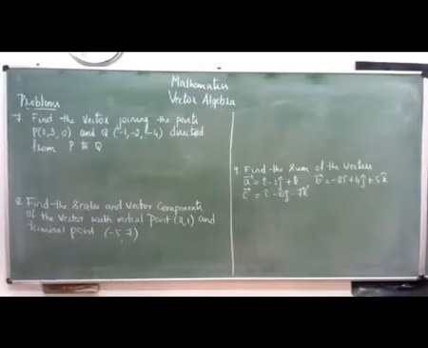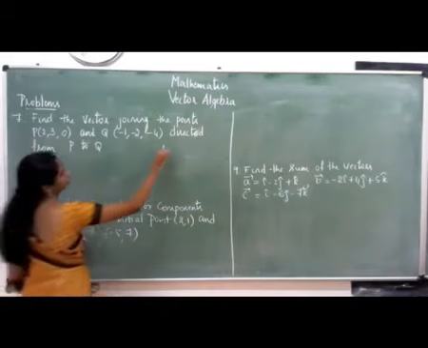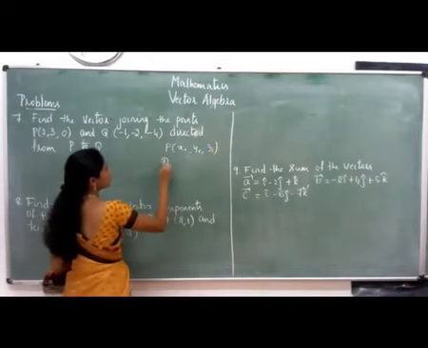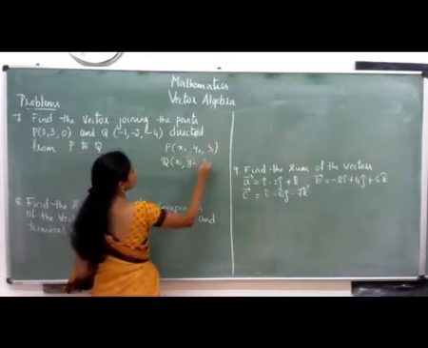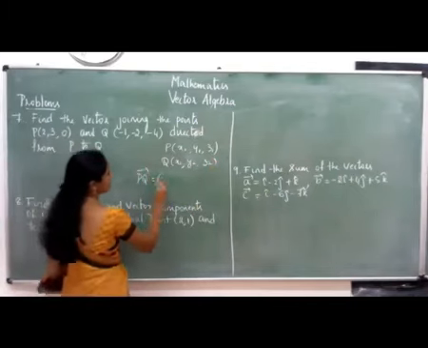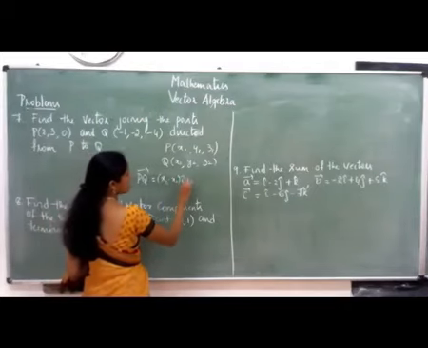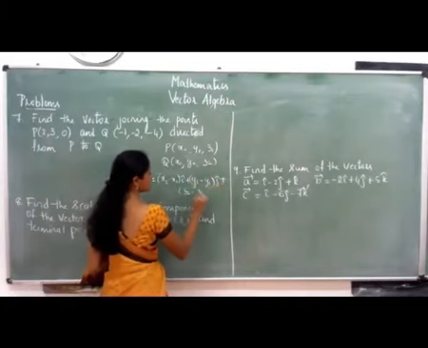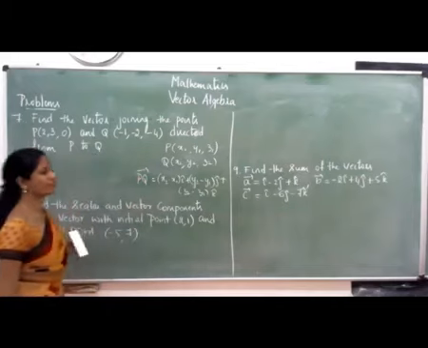Find the vector joining the points P(2, 3, 0) and Q(-1, -2, -4) directed from P to Q. So this is a vector joining two points. If you remember the formula, we had taken P(x1, y1, z1) and Q(x2, y2, z2). The vector joining two points, vector PQ, is given by (x2 minus x1) i cap plus (y2 minus y1) j cap plus (z2 minus z1) k cap. Let us use the same formula here.